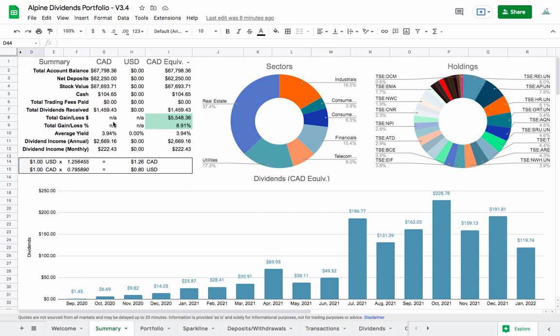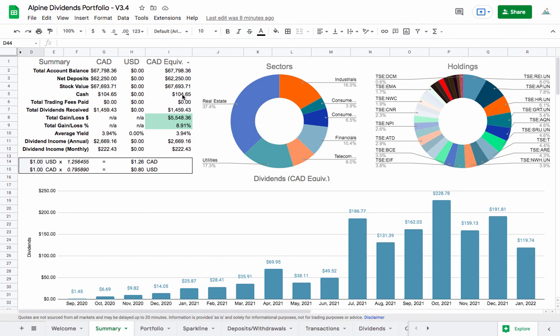So today we're looking at a stock value of around $67,700. We're up about $5,500 for a total gain of just under 9%. All nice numbers. Looking at a total yield here of around $2,669. I'm going to buy some stocks today. We're going to come back at the end and see how this has changed after we put in some money and buy some new stocks.